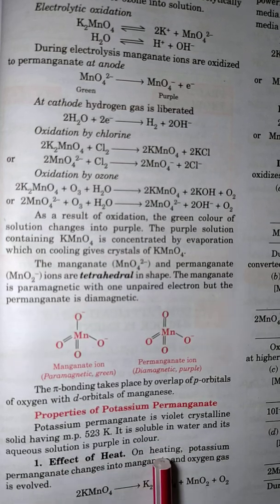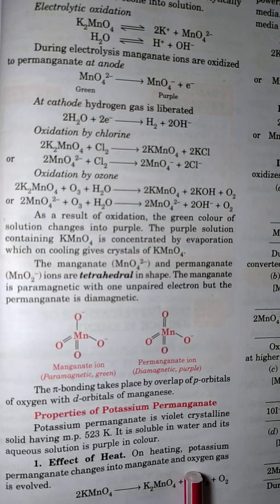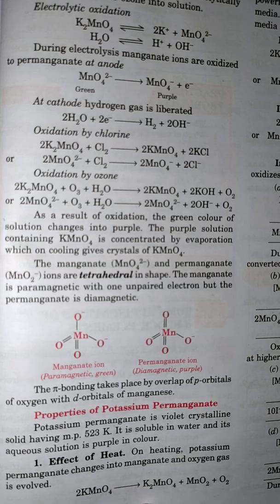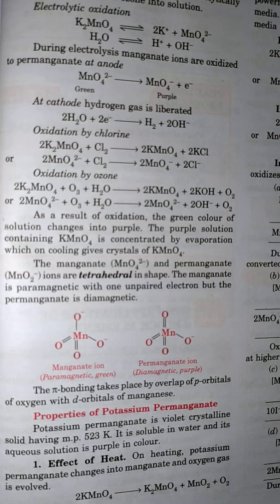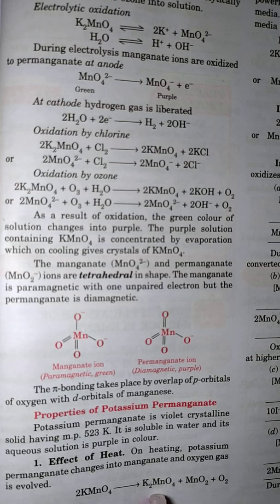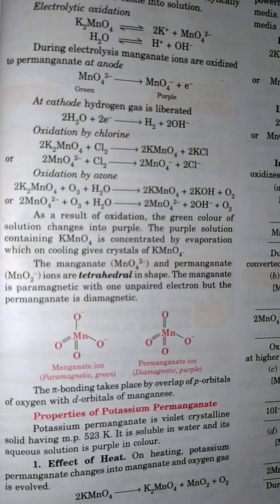Effect of heat: on heating, potassium permanganate changes into manganate and oxygen gas is evolved. So potassium permanganate on heating gives K2MnO4 plus manganese dioxide plus oxygen. This is how the reaction takes place.